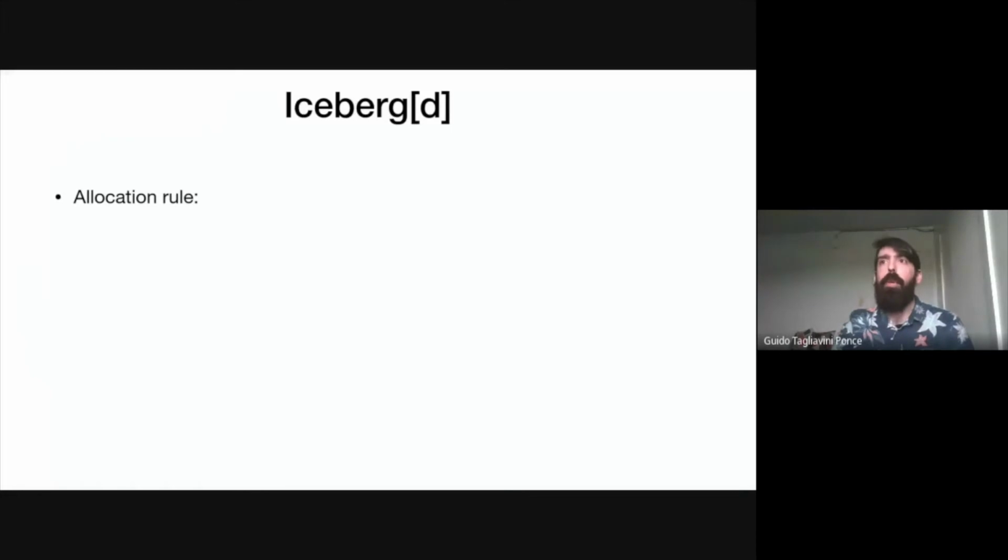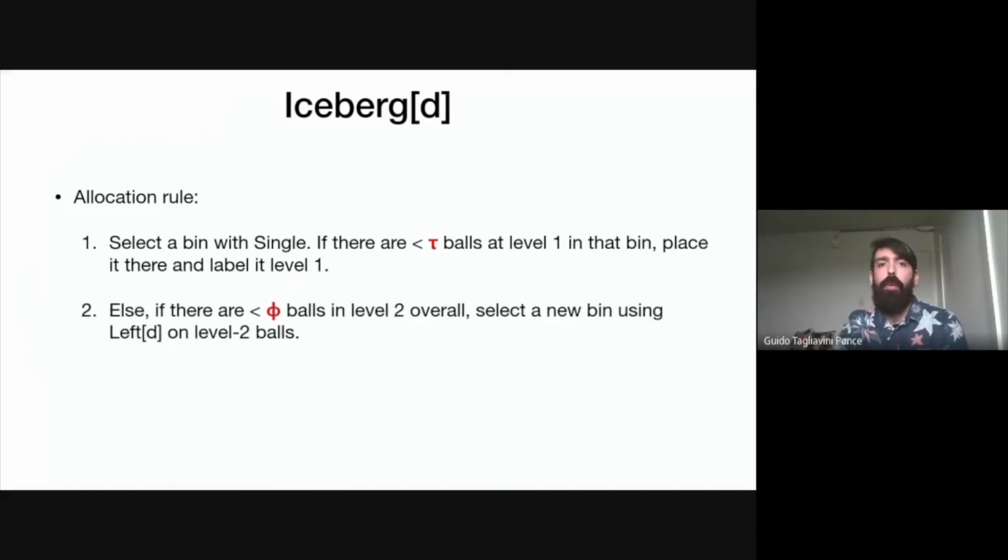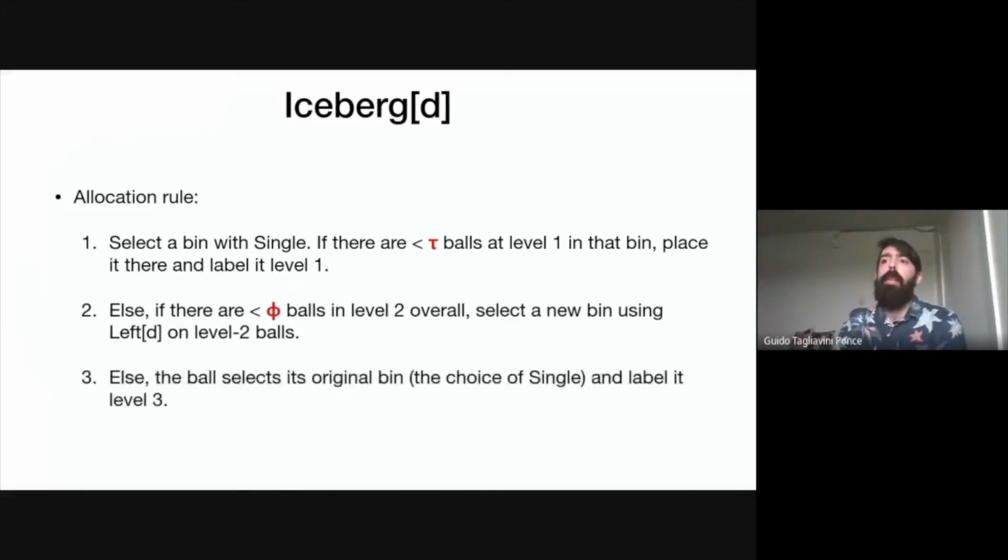So how do we allocate balls? First, we select a bin with Single. If there are fewer than tau balls at level 1 in that bin, we place it there and label it level 1. If there is no room at level 1 in that bin, we go to level 2 and check if there are fewer than phi balls at level 2 overall. If so, we select a new bin using Lefty on those balls. And if there is no room in level 2, if we already have phi balls, then the ball selects its original bin, the one we chose in step 1, and we label it level 3.